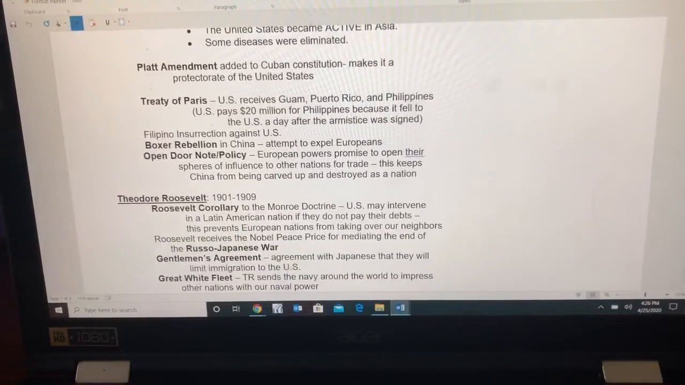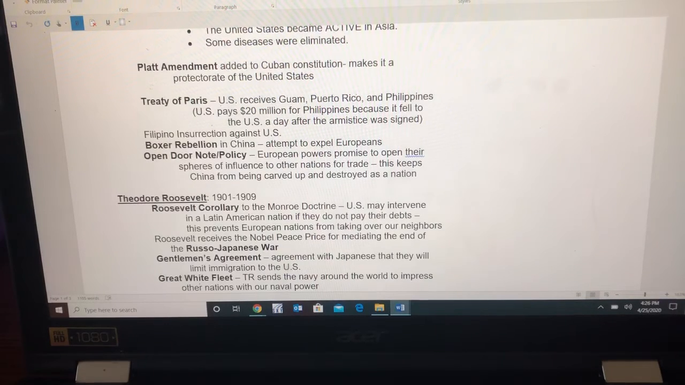The Platt Amendment is going to come right after our time in Cuba, and we basically said that we are going to make Cuba a protectorate. It cannot acquire debt. It cannot have foreign treaties. It has to protect American investment there. And so basically, this is one of the things down the road that is going to lead to resentments amongst the Cubans.